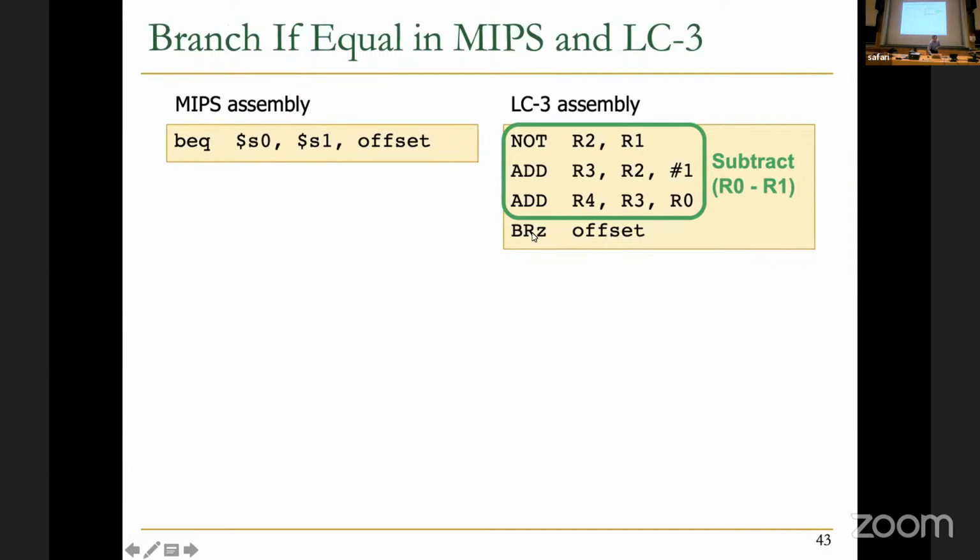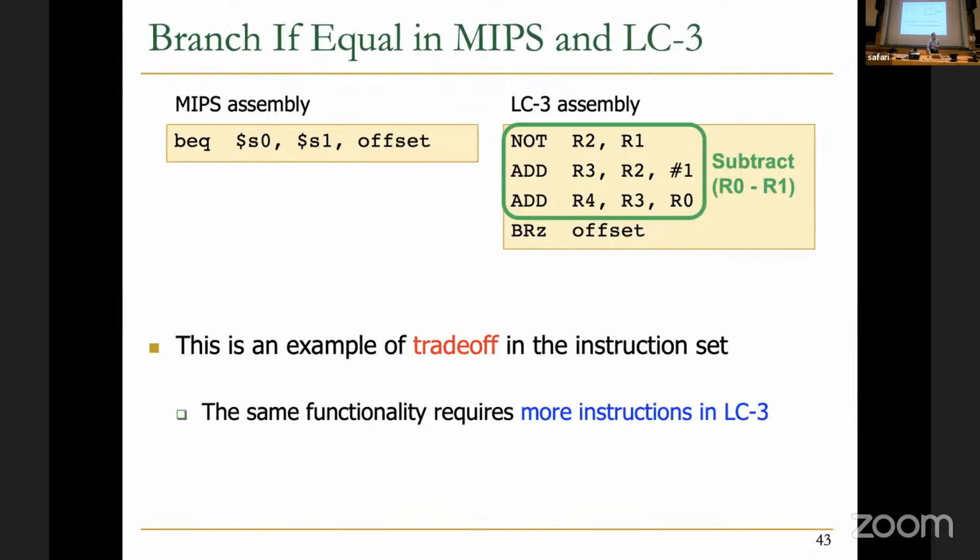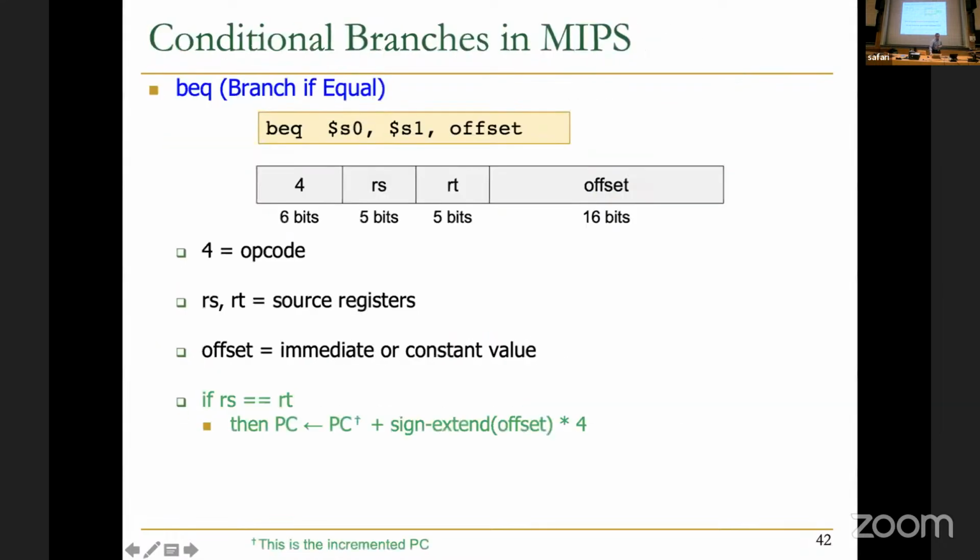And this branch will be taken because it tests the 0 condition code. If the result is not 0, either the negative or positive condition code will be set, and this branch will not be taken. Right? So now you can see another example of the trade-off. We've seen this similarly earlier with the sub-I instruction, for example, in MIPS and LC3. But basically, the same functionality can be done in both ISAs, as you can see, because both of these ISAs are functionally complete. They're also Turing complete, but we're not going to get into that. But basically, it requires more instructions in LC3 because it doesn't have a powerful conditional branch instruction. Whereas MIPS has a powerful conditional branch instruction.